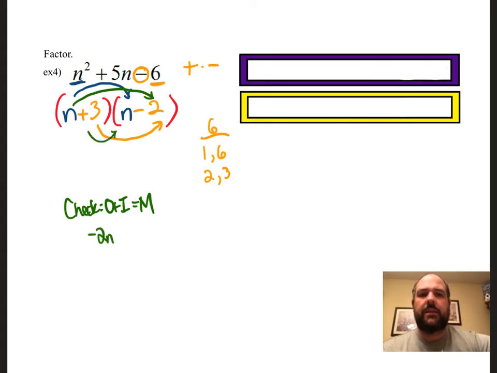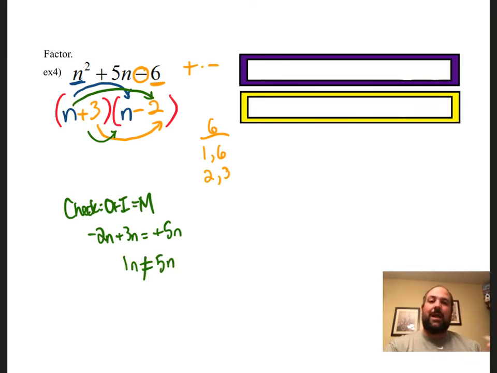Inside is positive 3n, and the middle term should be positive 5n. Well, I run into a problem here because negative 2n plus 3n is only 1n, and that does not equal 5n. And this is a problem. These are some problems that you might face when you reverse FOIL.